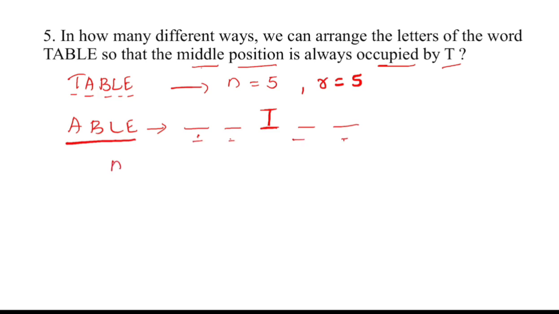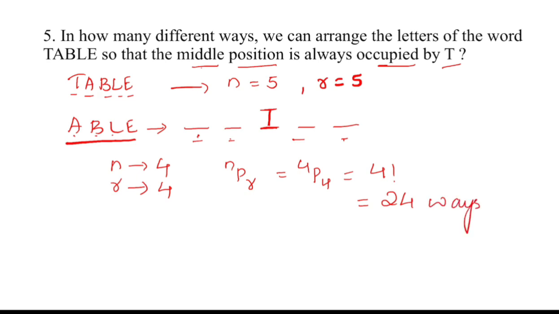So now places are how many? 4 places. Now objects are how many? A, B, L, E. 4 objects. So 4 objects in 4 places. In how many ways we can arrange them? So nPr, which is equal to 4P4, which is equal to 4 factorial. So 4 factorial value is 24. So therefore, the word table can be arranged in 24 ways, provided T always occupies the middle position. Okay.